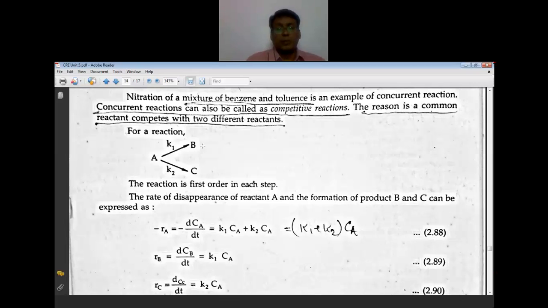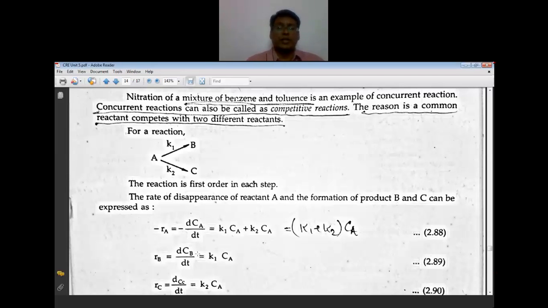Now coming to the kinetic aspects. For a generalized reaction, A giving you B and A giving you C, having the rate constants K1 and K2. The reaction is considered to be first order in each step. So I can write the rate equation, which is equal to minus RA, which is equal to minus dCA upon dt, which is equal to K1CA plus K2CA.